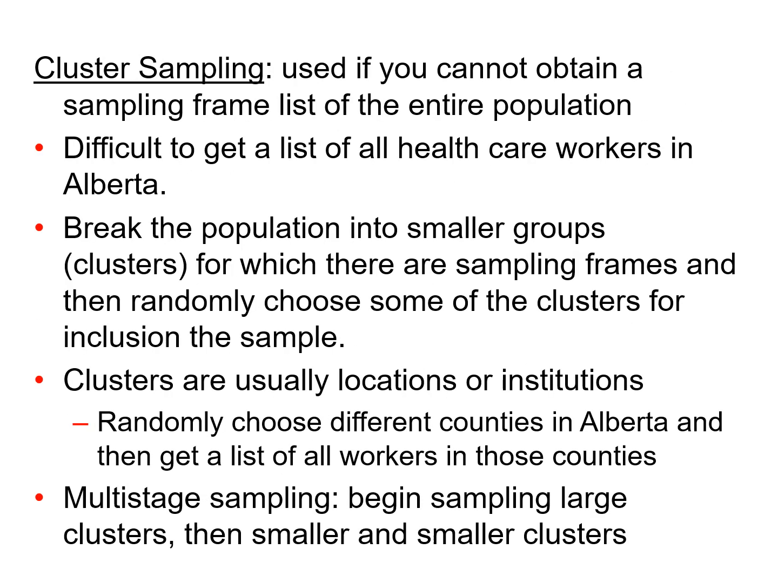Then we have cluster sampling. This is used if you cannot obtain a sampling frame list of the entire population. It is difficult to get a list, for example, of all healthcare workers in Alberta. So we break the population into smaller groups for which there are sampling frames and then randomly choose some of the clusters for inclusion in the sample. Clusters are usually locations or institutions, so you randomly choose different counties in Alberta and then get a list of all workers in those counties. It could be multi-stage sampling, so you begin sampling by large clusters and then eventually break down into smaller clusters.